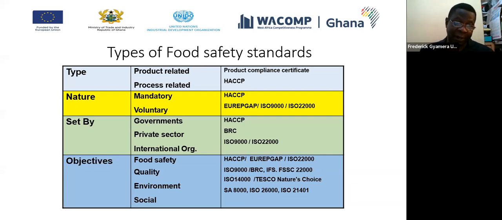The objective, I've said, is about food safety. Yesterday we mentioned that, and to facilitate trade. And I said that you can never become competitive if you are not addressing issues of food safety and quality. And now they've linked it to the environment because of the UN sustainable goals. Some are even linking it to social.